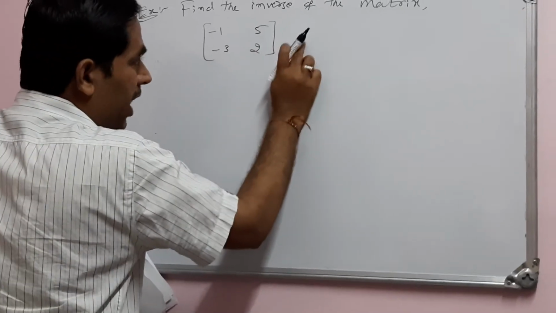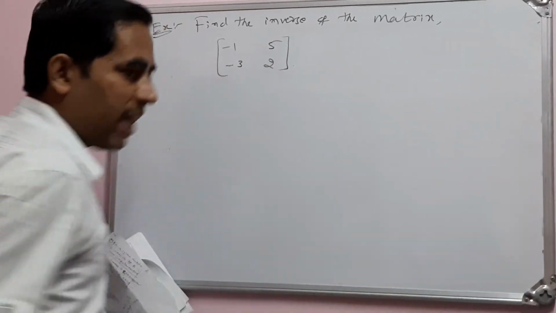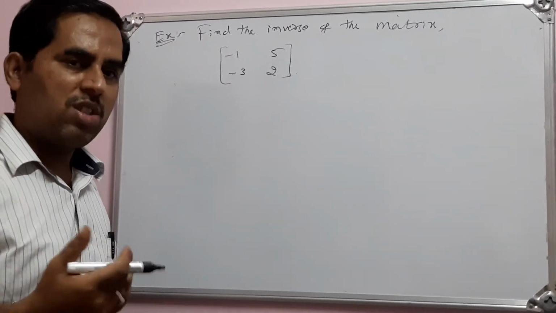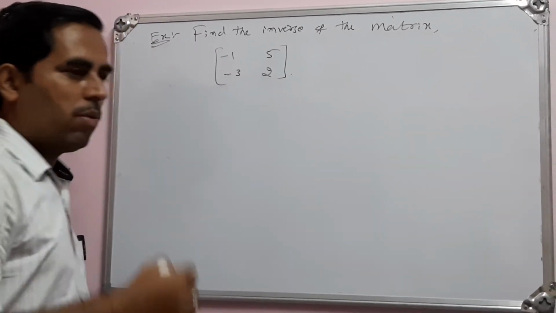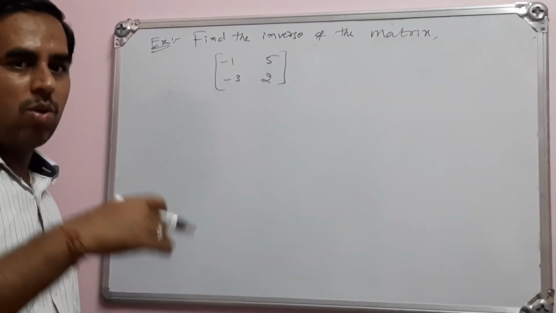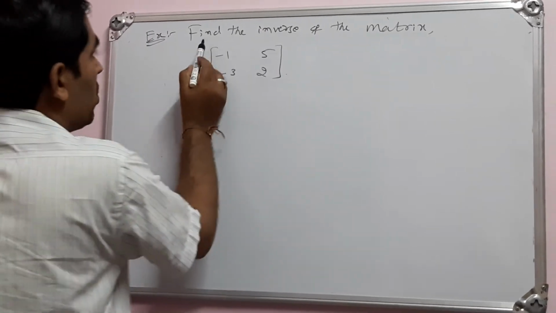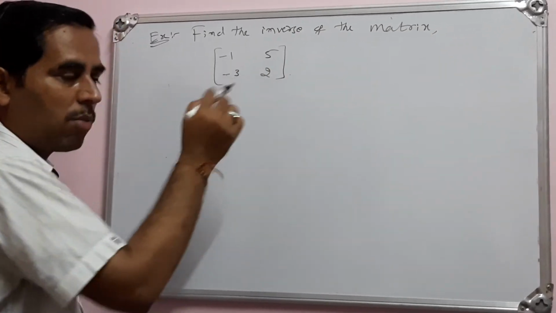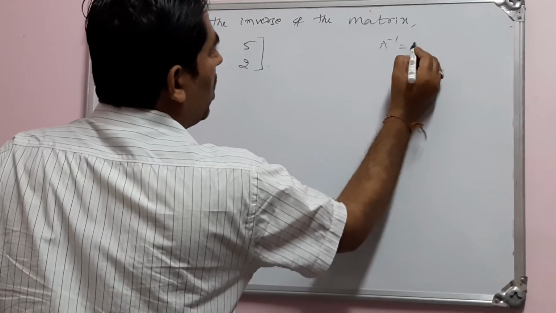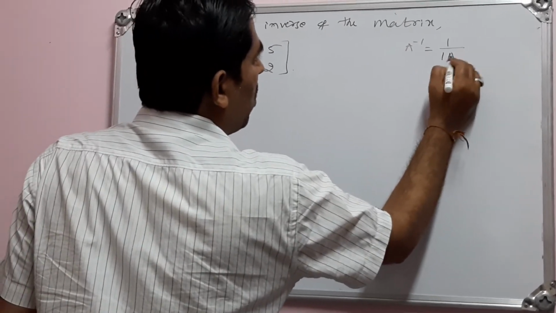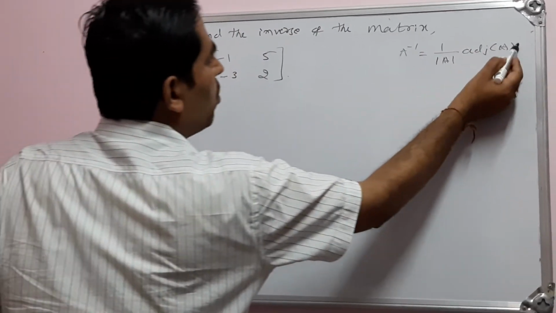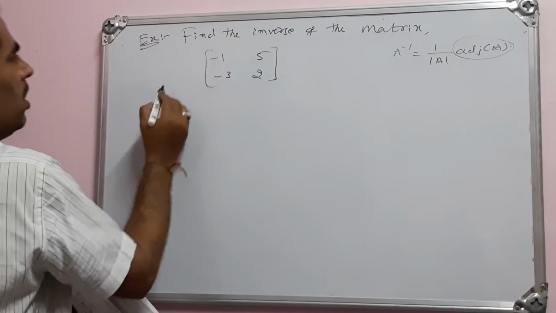If I had asked to find it using elementary transformations, then we would apply a sequence of row operations and reduce it. We know that method: we write A equal to IA, then convert the left hand side, all those things we have done in matrices. But here, find the inverse of the matrix means we can use the formula. So what is the formula? A inverse is equal to 1 by determinant of A into adjoint of A. To use that, we have to find the adjoint of A.